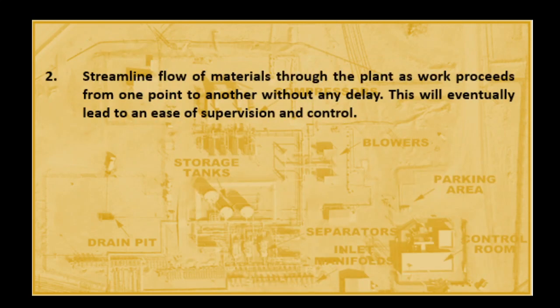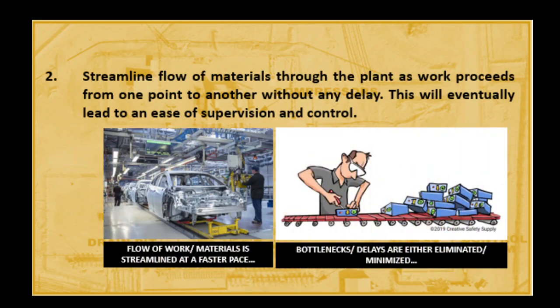So second one, streamline the flow of materials through the plant as work proceeds from one point to another without any delay. So this would eventually lead to an ease of supervision as well as control. So pag sinabi natin delay, we're referring to the so-called bottlenecks. So pag sinabi natin bottleneck, ito yung naiipon sa isang machine or isang process dahil nga sa possible delays. So streamline flow refers to the expediting or speeding up the pace.